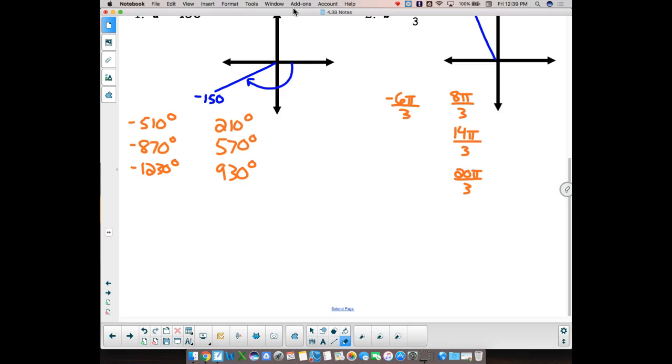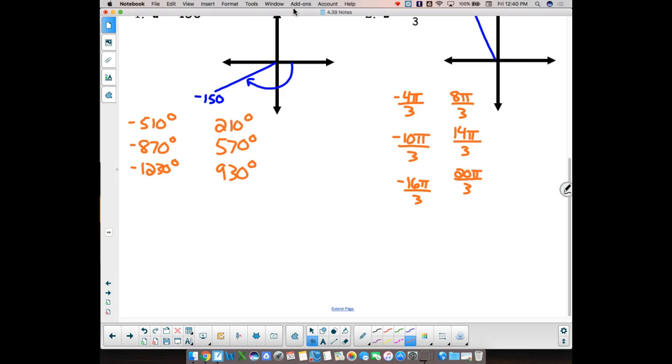Oops, not negative 6 pi over 3. Tap the brakes, Linsmeyer. Negative 4 pi over 3. Got all flustered with the funkiness of the board. Negative 10 pi over 3. Negative 16 pi over 3. Agree?